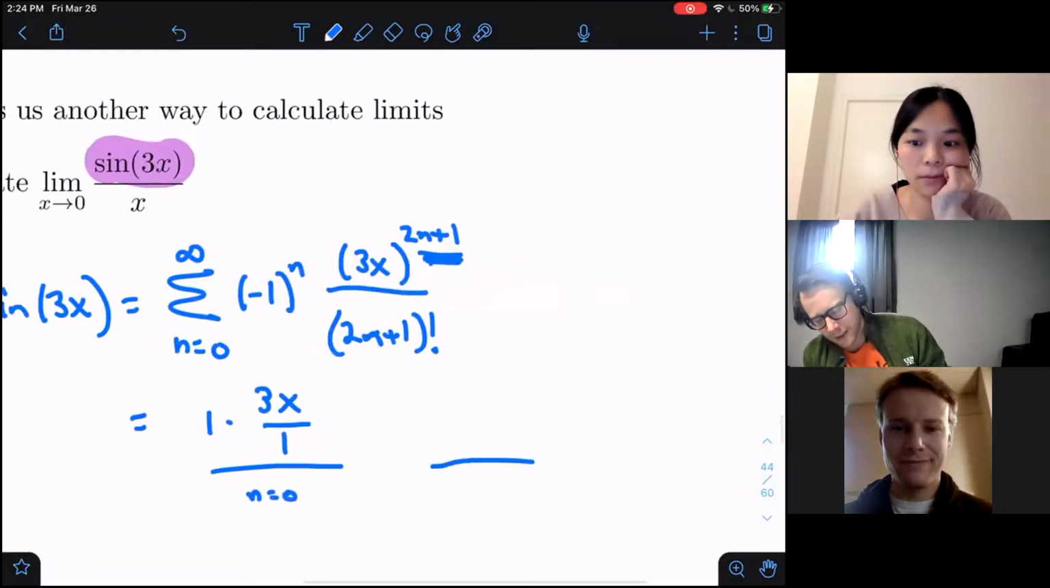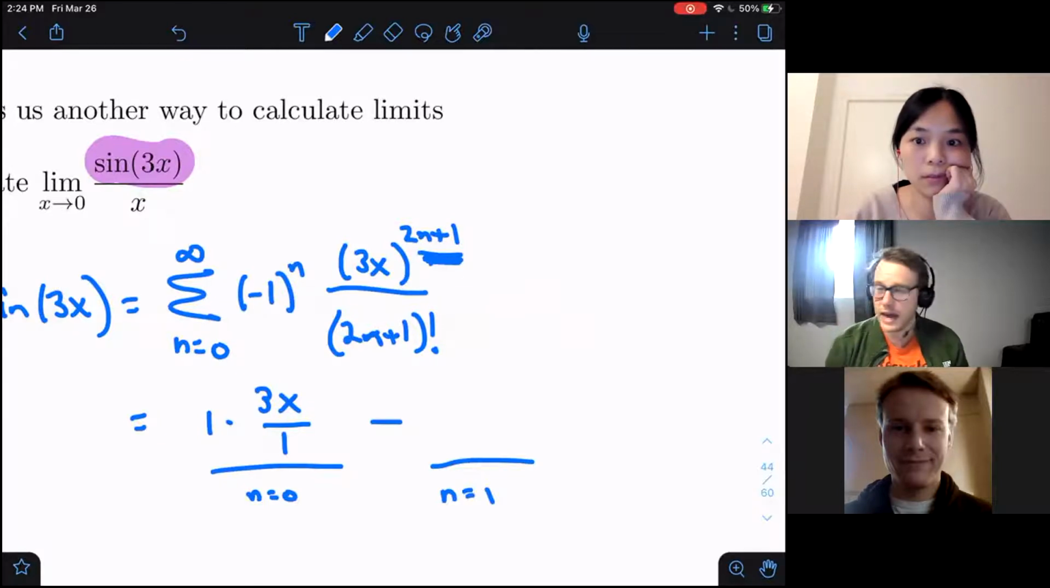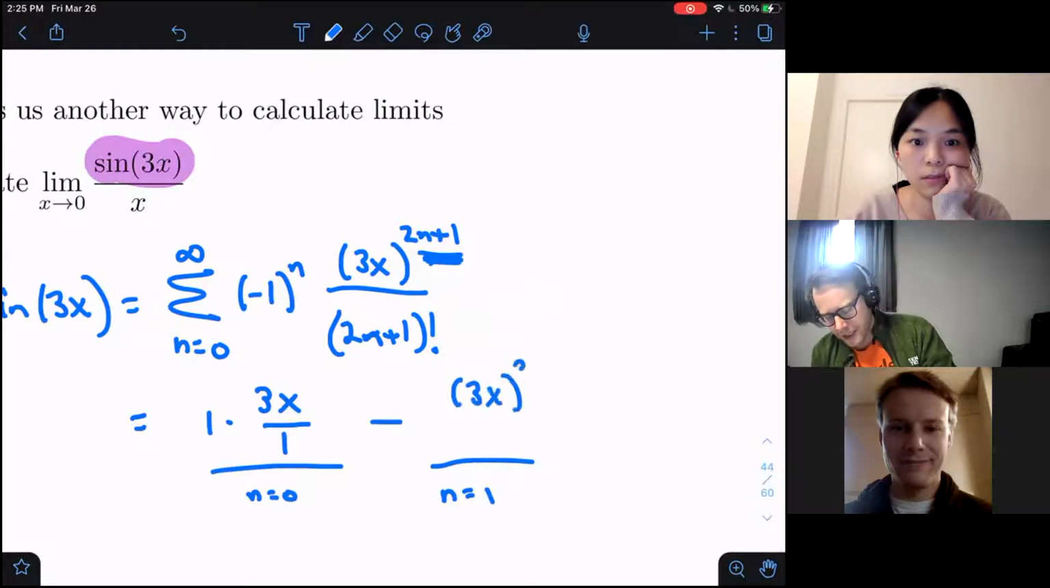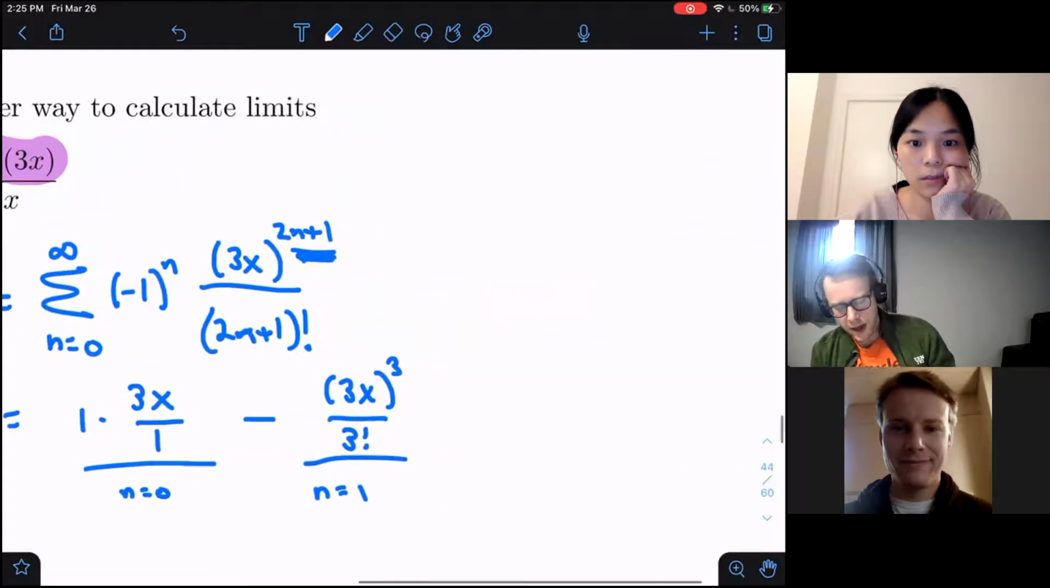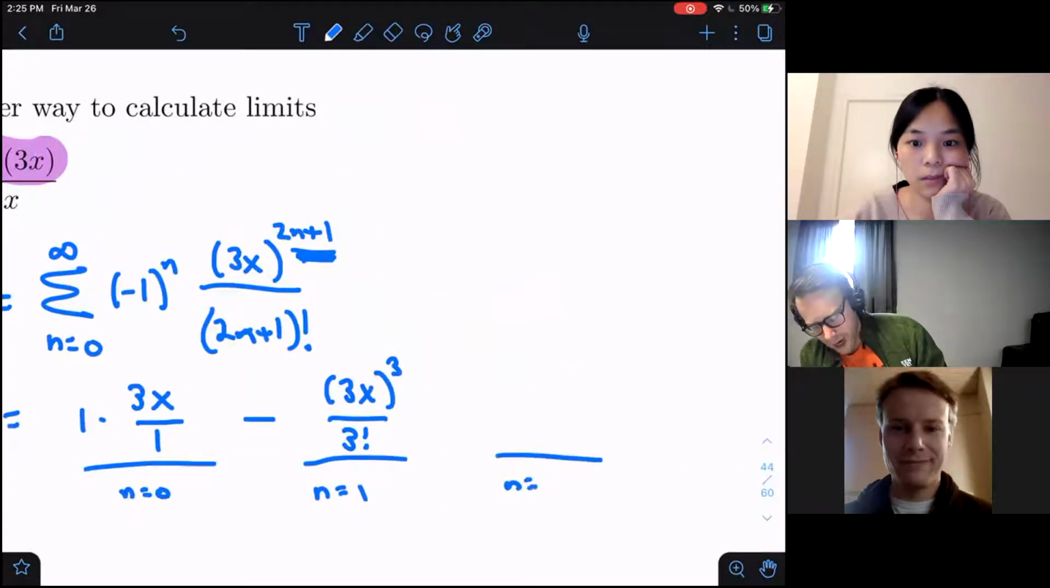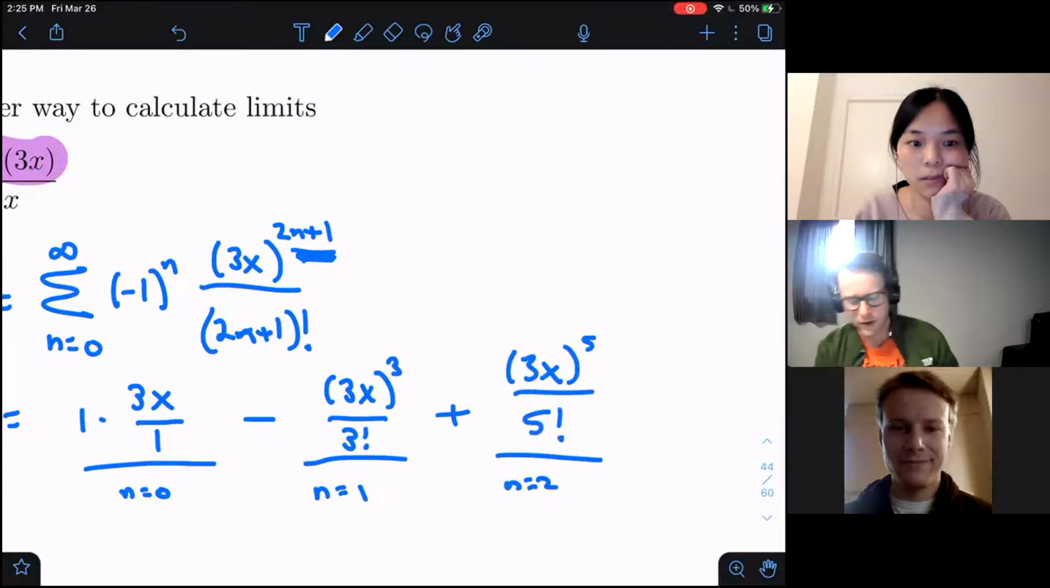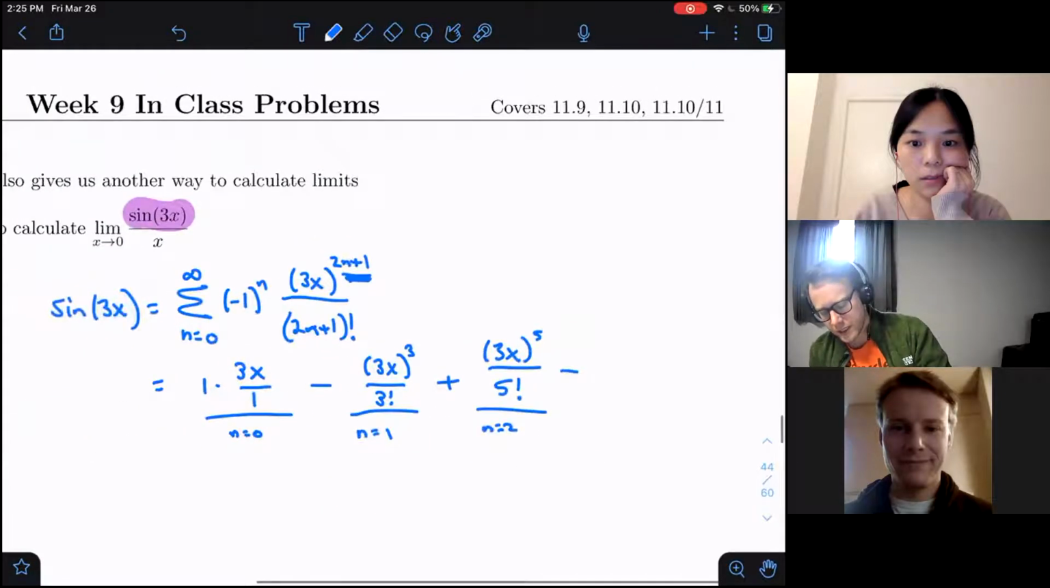All right, next up, let's plug in n equals 1. First of all, the alternating piece is going to give us the negative, now that we plug in n equals 1. Here we're going to have the 3x being cubed, and let's divide that by 3 factorial. So again, plugging in n equals 1. And the last one here that I'm going to write out, n equals 2. When I take my alternating piece, my -1, and I square it, that gives us +1. And when I plug in 2, we're going to have 3x to the 5th power, divided by 5 factorial. Of course, this continues on forever.